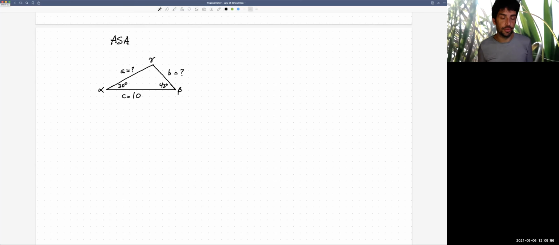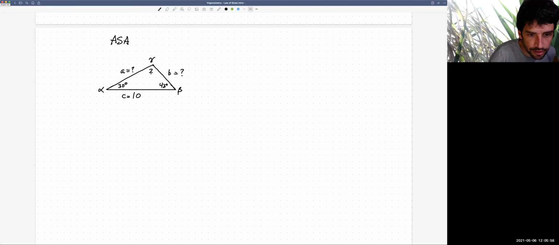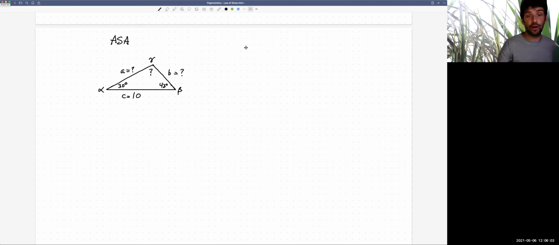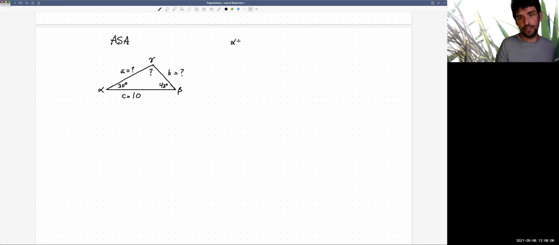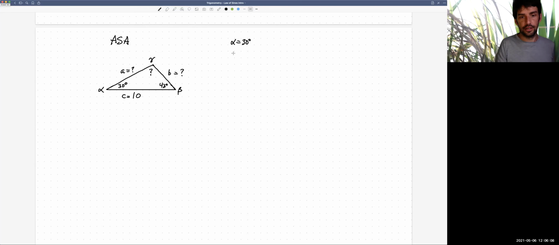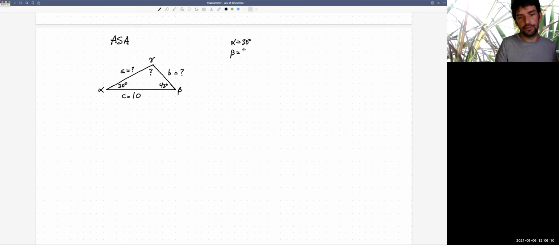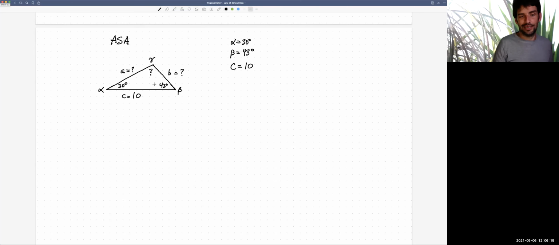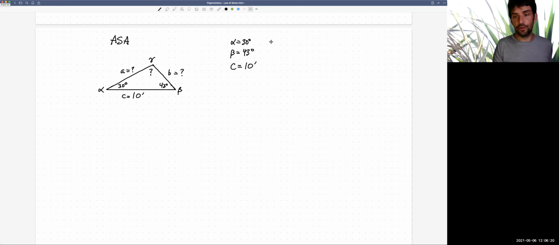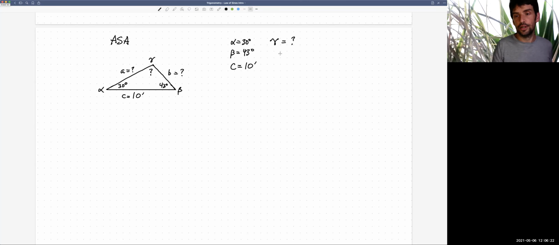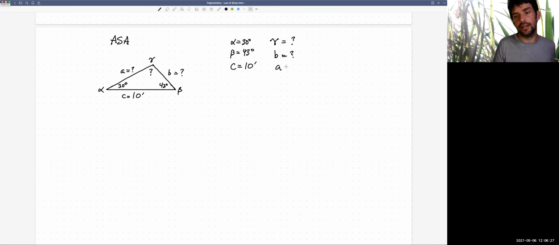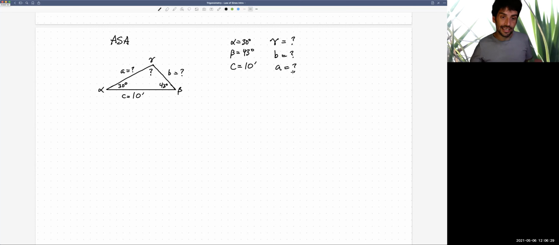But I'm going to not write a question mark in there. Well, I can write one in here. This is easy enough. Okay, so how do we solve this triangle? Let's just make it really clear. We have alpha equals 30 degrees, beta equals 43 degrees, C equals 10. Let's call it inches, feet. So what we're looking for is, we want to know what gamma is. We want to know what B is, and we want to know what A is. Okay, let's start with the easy one.